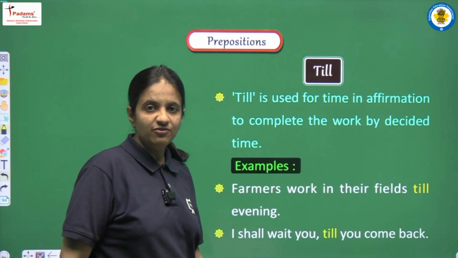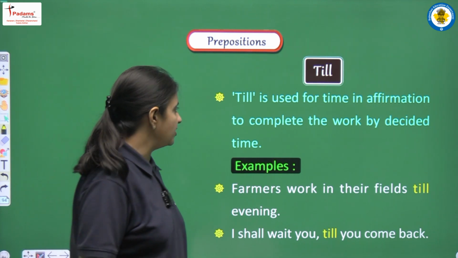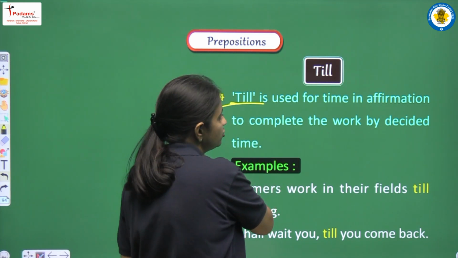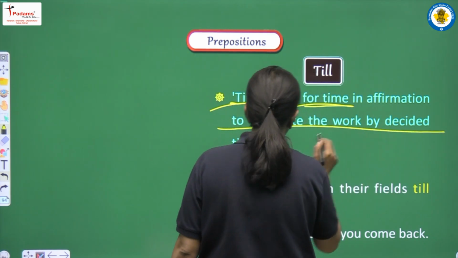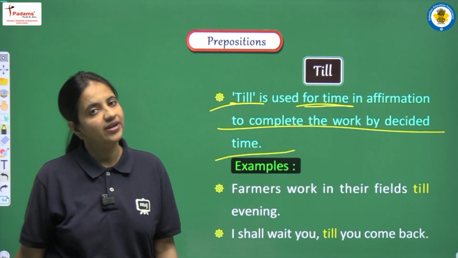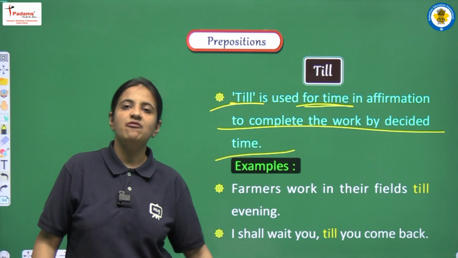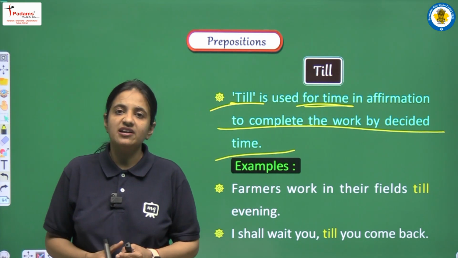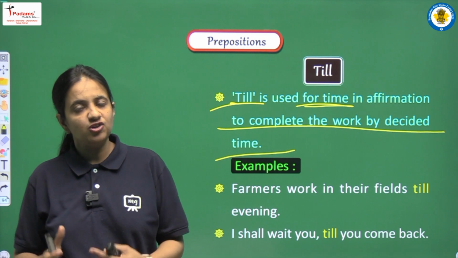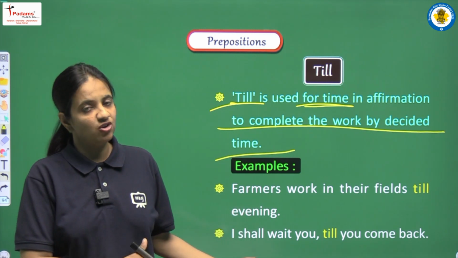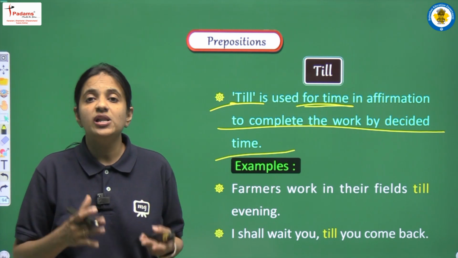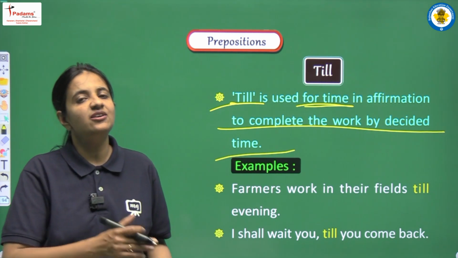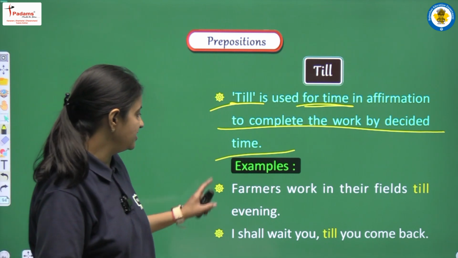Next preposition we are having here, that is till. So let's see. Till is used for time. How? In affirmation, to complete the work by a decided time. So what it means? It means that if we are having till in a sentence, then we are trying to show the time, and we are having one work, one task also, and we are saying that this task, this work, will be positively completed by the given time. So let's see the examples.